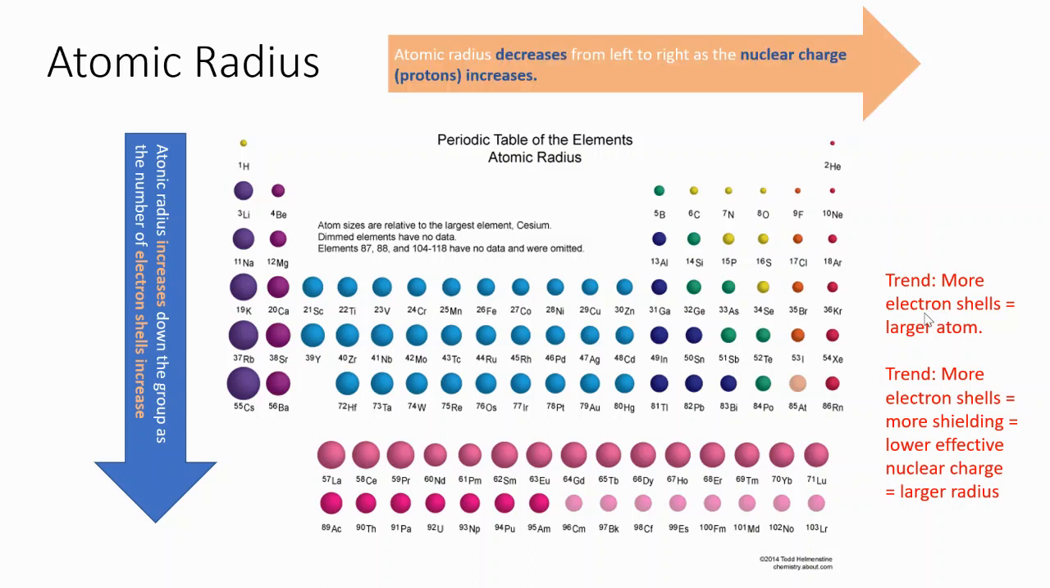As we work from left to right, the atomic radius decreases. This is because the nuclear charge, or the number of protons, increases. So more protons results in a smaller atom. This is because that nuclear charge is pulling the electrons in towards the nucleus. So it's pulling the shells in closer. The atom is going to be tighter and therefore smaller.